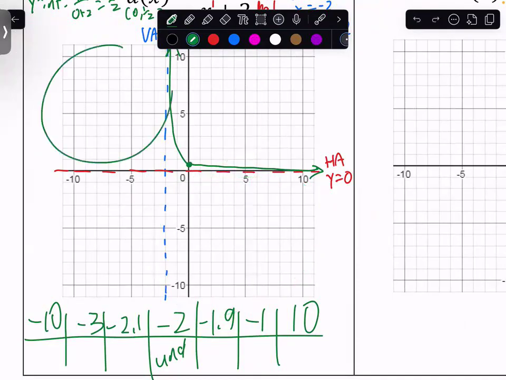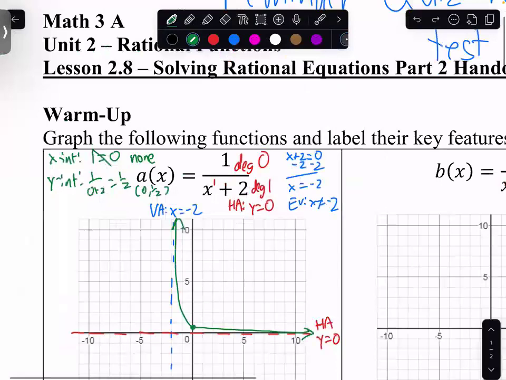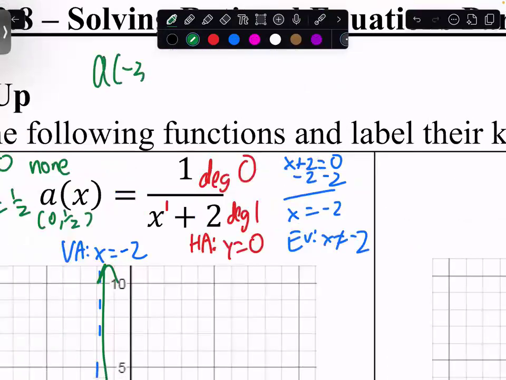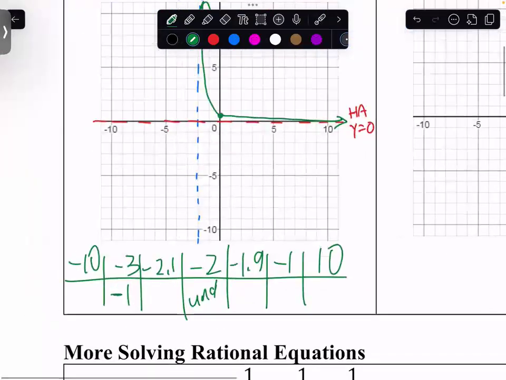So last question, is the curve here or here on the other side? So I'll just pick one number to the left of the vertical asymptote. I'll just do -3. So when you substitute in -3 for x, you get 1 over -1 or -1. Okay, so -3 comma -1 is a point on the graph. So that means that the curve is not up here, it's down here.